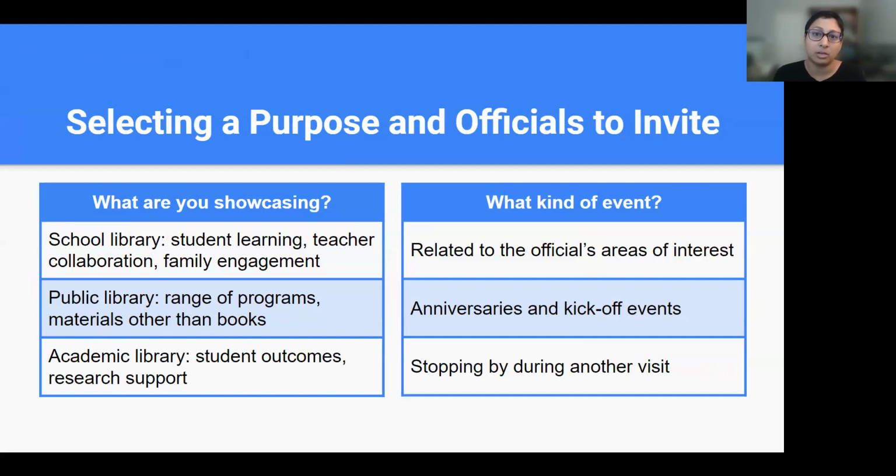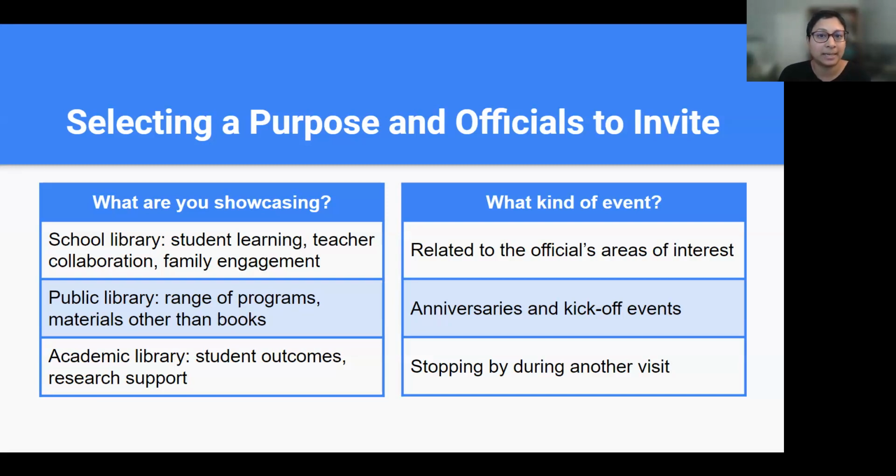So thinking about a purpose and who you might be inviting, you want to think about what type of library you're in, and what your unique strengths, challenges, and contributions are that you really want to highlight for somebody who might not know what libraries do. So in the case of a school library, you might be showing the impact that you have on student learning by inviting somebody to attend a performance or some sort of showcase of what the students have done in the library space. You might be highlighting the role of teacher collaboration and how you support teachers.